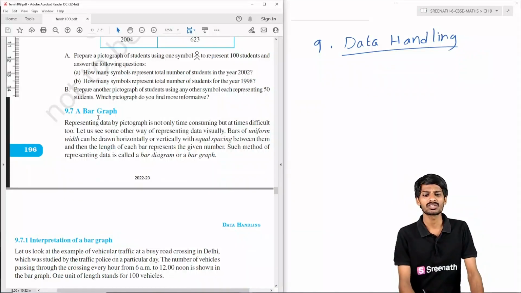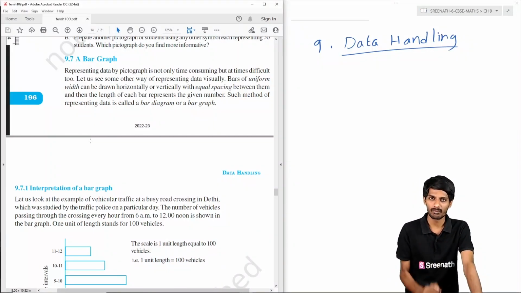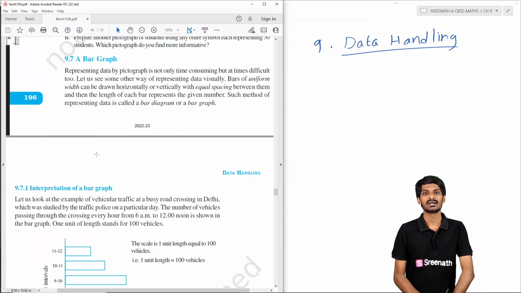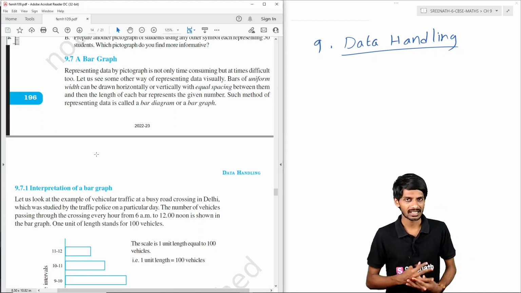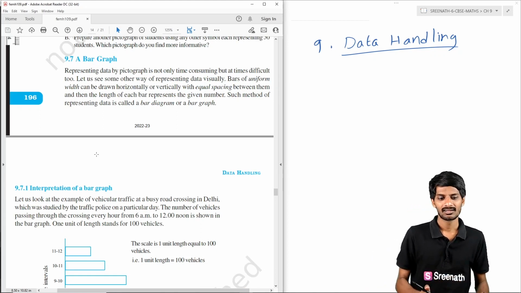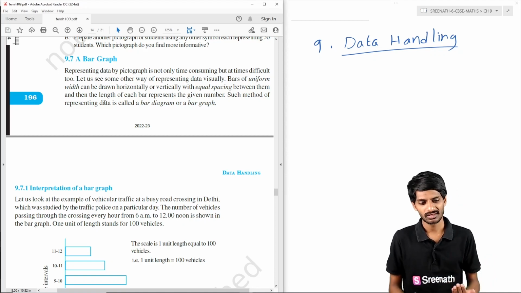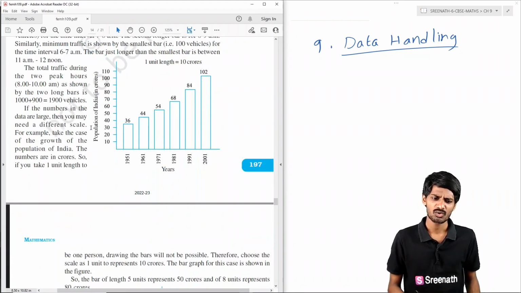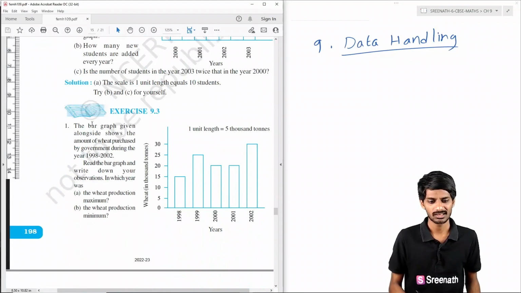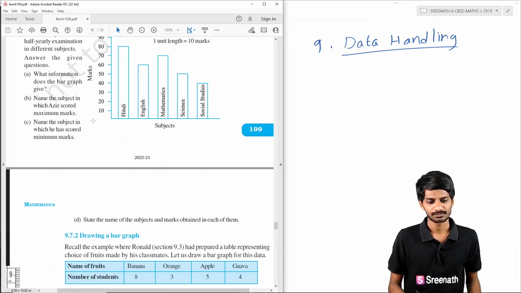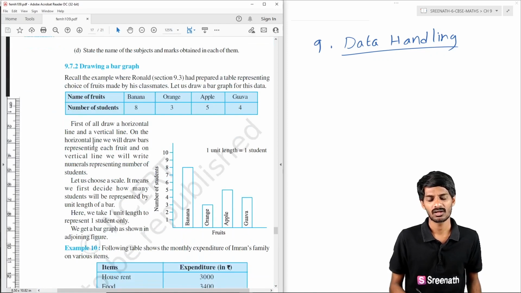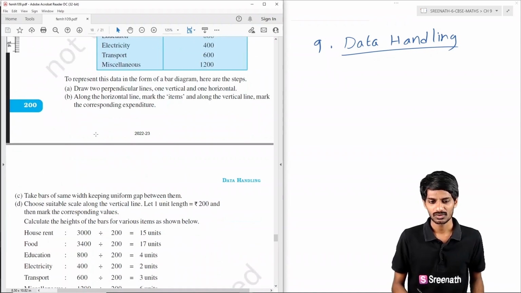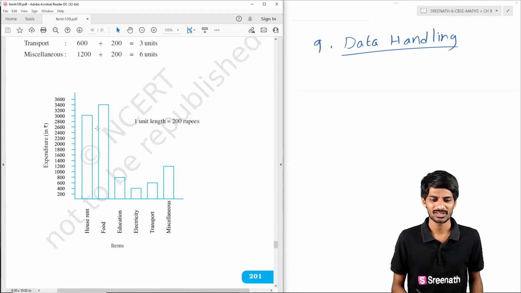And later we are going to discuss bar graph. Why we need a bar graph? Does a pictograph not meet our conditions or necessities? Why we need a bar graph? We are going to learn about it, and how to interpret a bar graph, and how to construct a bar graph also we are going to learn, students. So drawing a bar graph, how to draw a bar graph. That is the thing also we are going to learn.